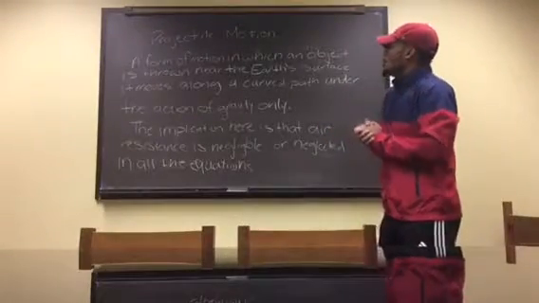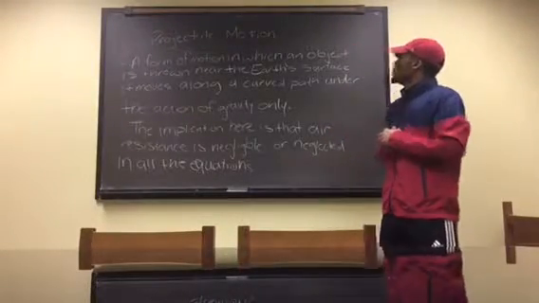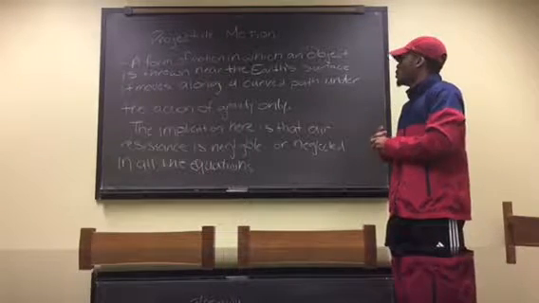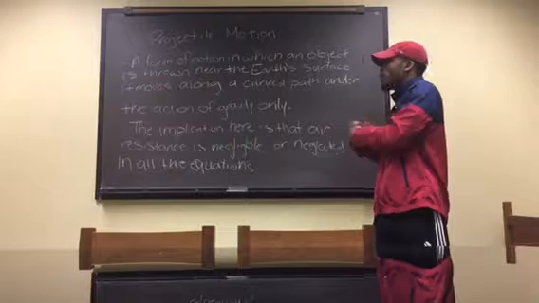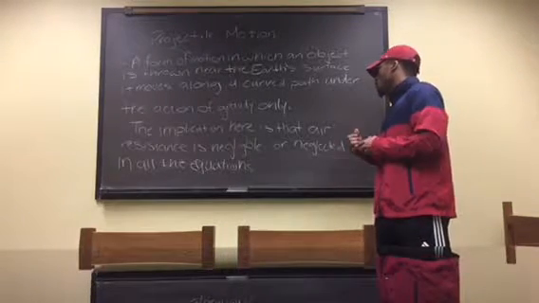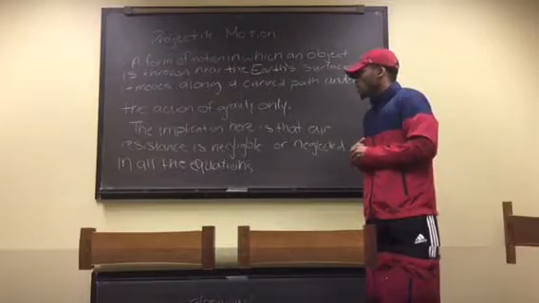So what is projectile motion? Projectile motion is a form of motion in which an object is thrown near the Earth's surface and it moves along a curved path under the action of gravity. The implication here is that air resistance is negligible or neglected in all the equations.